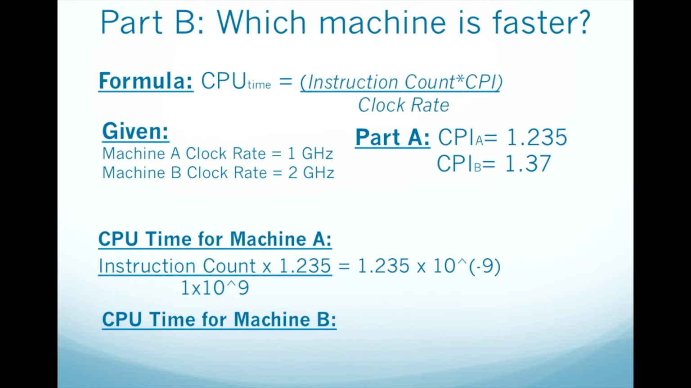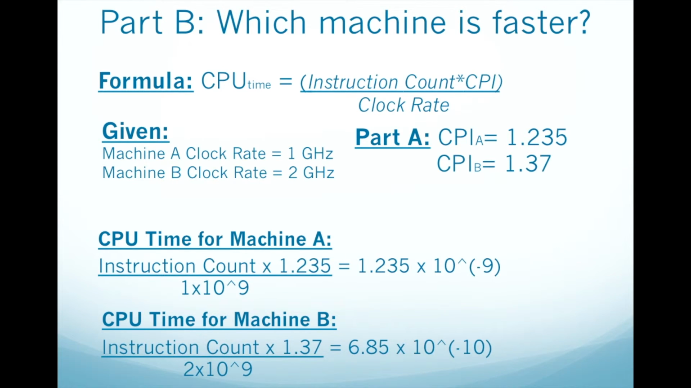For the CPU time for machine B, we would do the same thing. It would be instruction count times 1.37 divided by 2 times 10 to the 9th. And that gives you 6.85 times 10 to the negative 10th. Just so you know, both of these are in terms of instruction count, so it would be that times the instruction count.